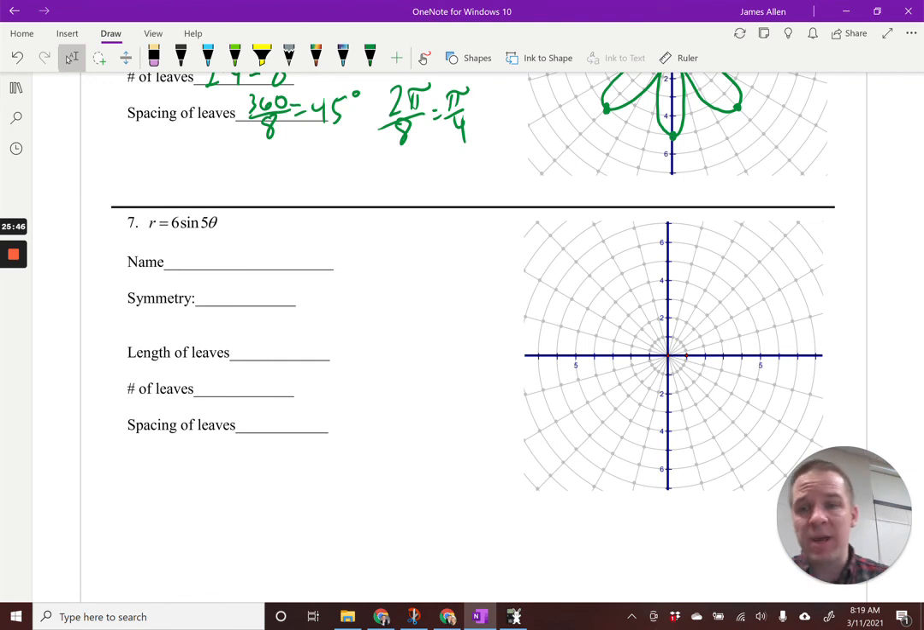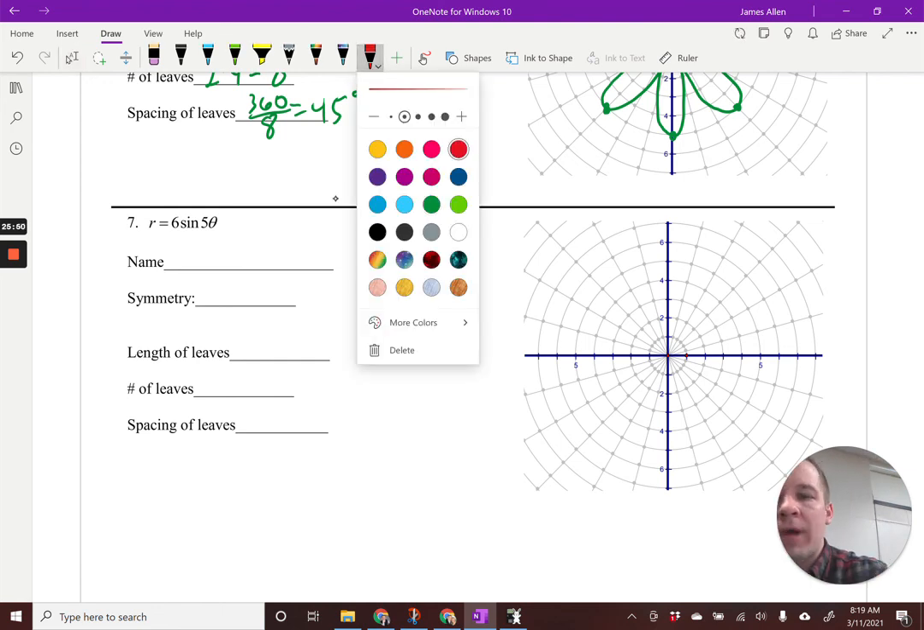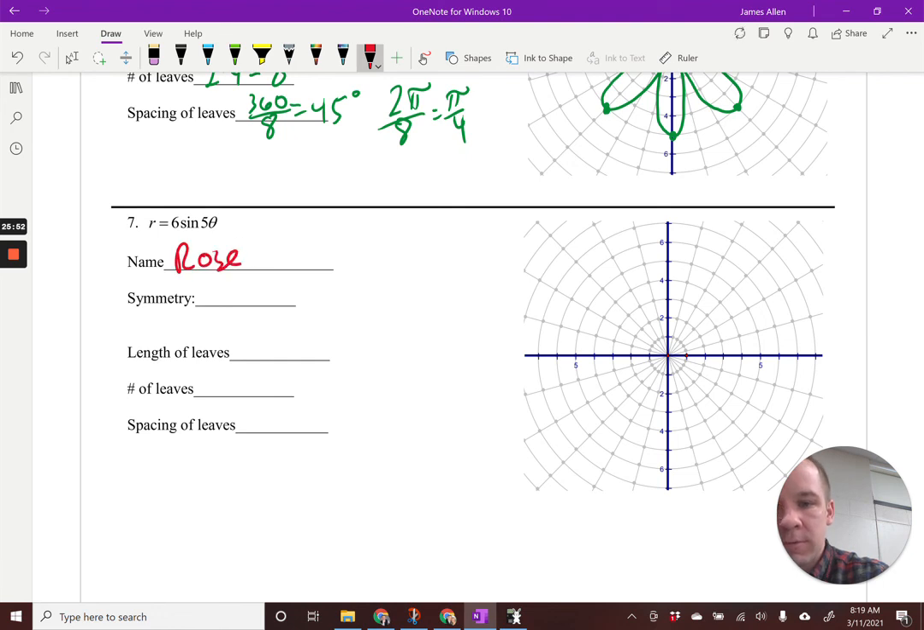Now we're dealing with sine, and we have ourselves again a rose. You know what? I'm going to go red, red like a rose. Now my symmetry here, since it's sine, is going to be the y-axis. And it is positive, a positive 6, so the length of the leaves is 6. And if we remember from the last one, if it's an odd B value, then the number of petals is just that number, 5.